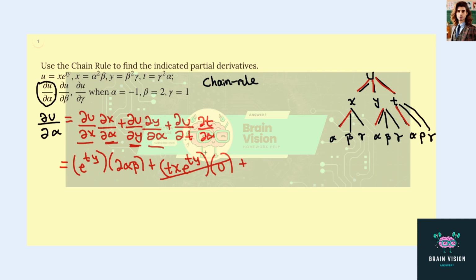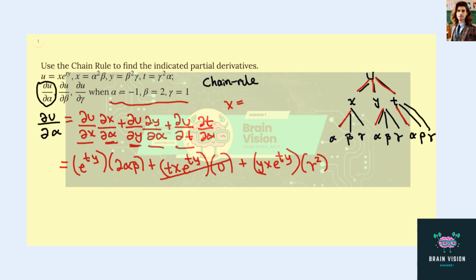Derivative of u with respect to t. And then derivative of t with respect to alpha, and that's gamma squared. So now let's go ahead and plug in these values here. And you can see that we still have a little more work to do because we still have to find what x, y, and t are equal to.